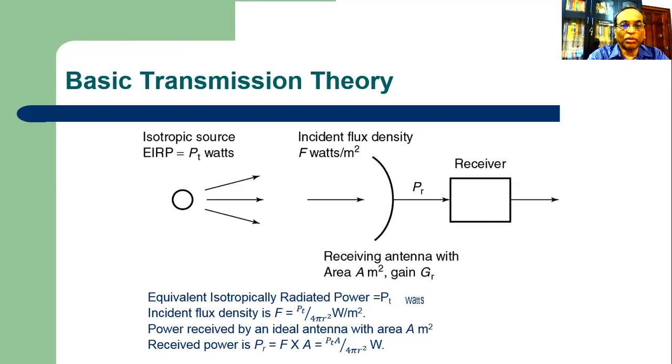For the sake of calculation, we are taking the signal source to be a point source, and it is also an isotropic source. It is radiating in all the 4 pi solid angle. Then it is an equivalent source, because in ideal conditions it may not exist. So the equivalent thing we will take into account.